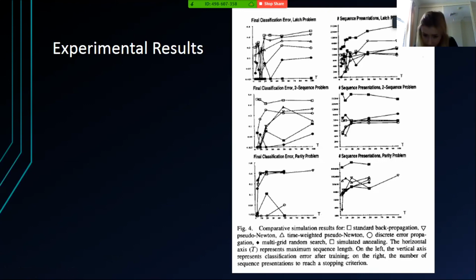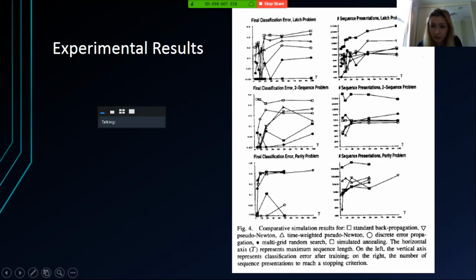So simulated annealing, which is the box symbol, performed well on all problems, but because it's a global search algorithm, it requires an order of magnitude more training time than all other algorithms. It's also interesting to note that on the Latch problem, which is the top right, with simulated annealing, training time increases as the sequence length also increases. So as we can see here, if T increased, the training time increased as well.